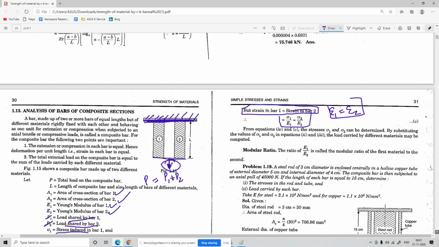Ma'am, how can it be equal, ma'am? Strain in 1 and strain in 2, because the stresses are different.